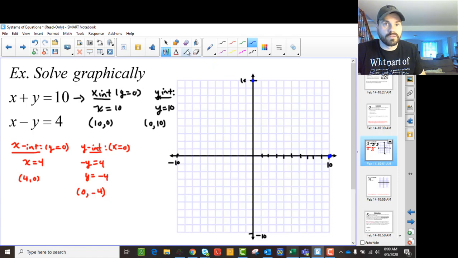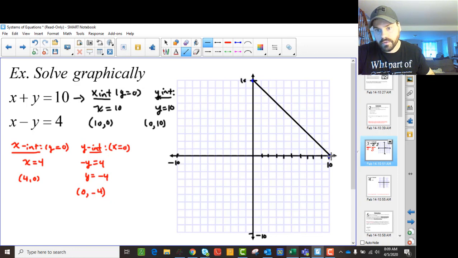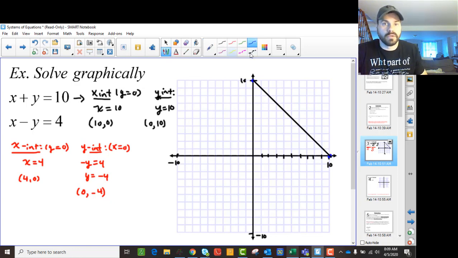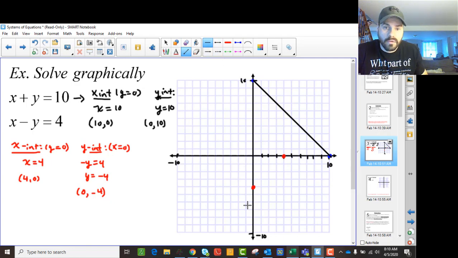And then what I'm going to do, because I can, is get an actual straight line and draw it between those two. Okay? And then I'm going to do the same thing with the second one. I'm going to plot that with my red pen. So I'm going to be at 1, 2, 3, 4, and 0 right here. And then I'm at (0, -4). So 1, 2, 3, 4. So there's (0, -4). And again, I'm going to draw my line. And I'm going to try my best to draw that as straight as possible.